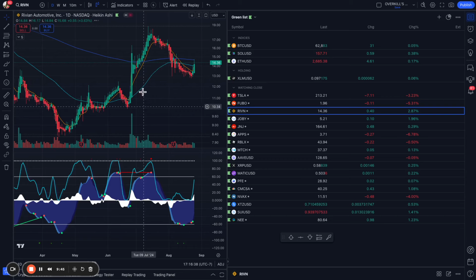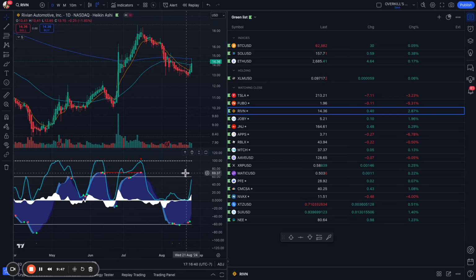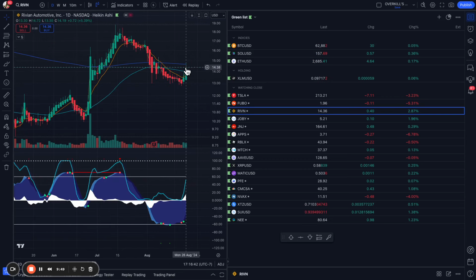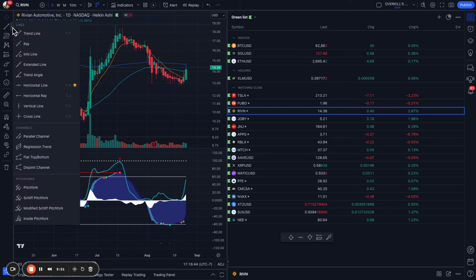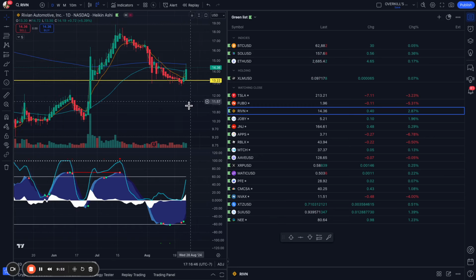So what we want to do is get into the daily and buy these pullbacks, right? This is a nice breakout right here on Rivian, actually. This is a beautiful breakout on Rivian. 1322 would be the stop loss.